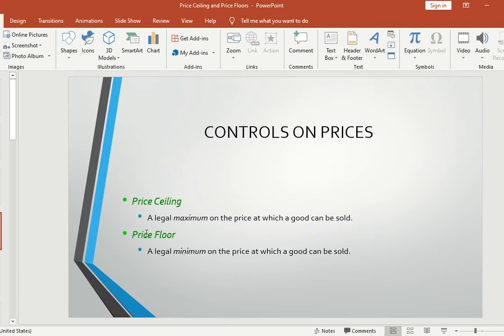So the name itself is quite self-explanatory. Ceiling, so that means you cannot go beyond that. It's the highest you can go. Floor, lowest you can go.